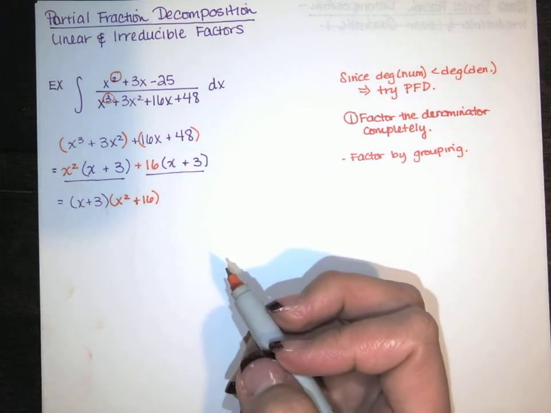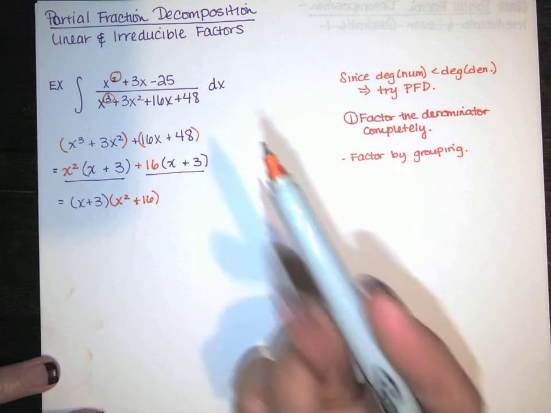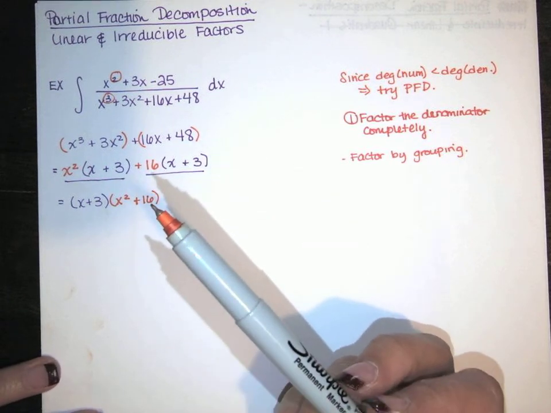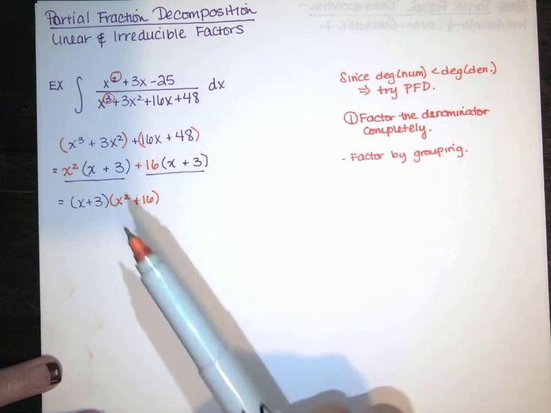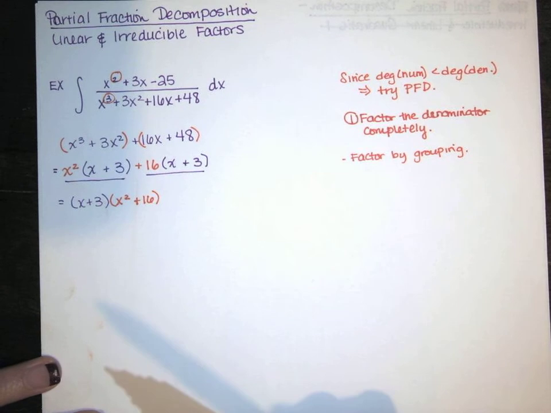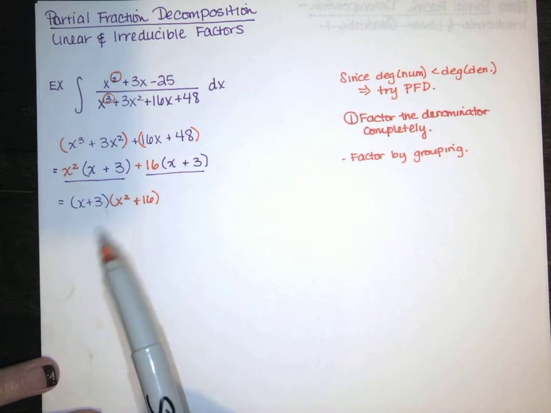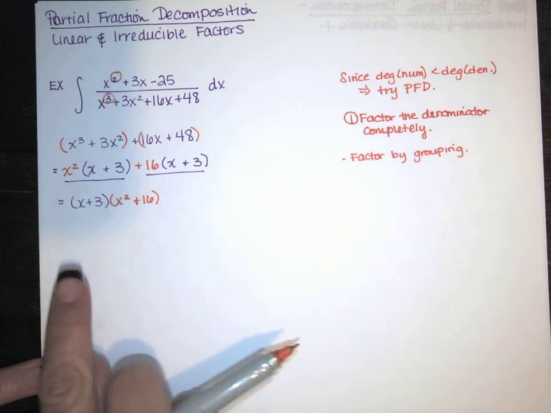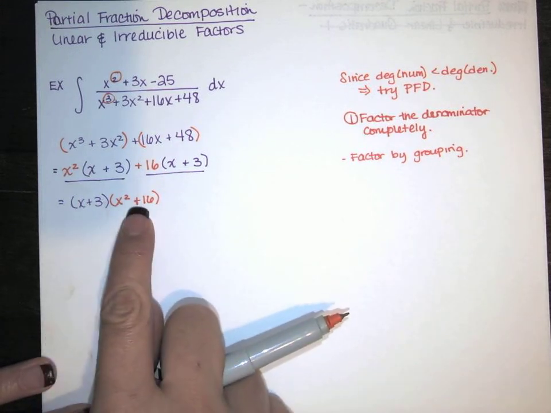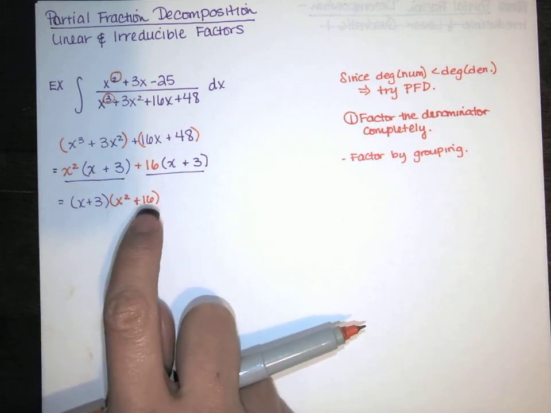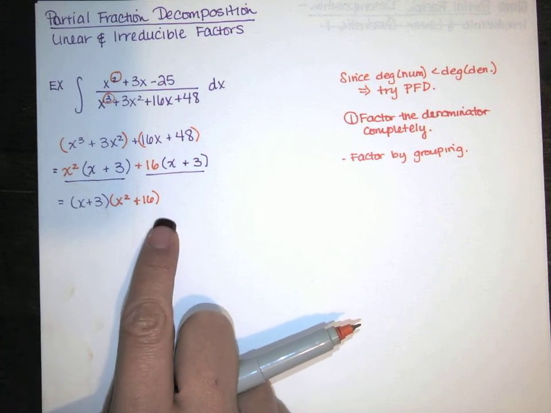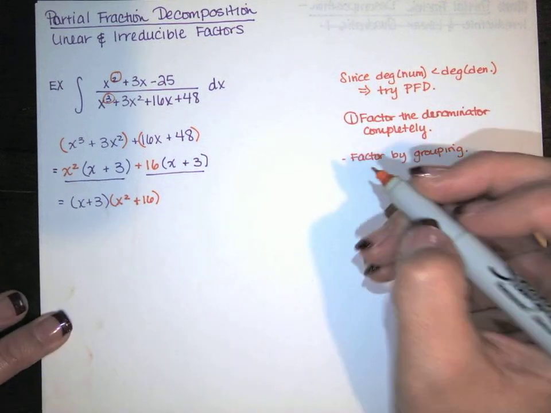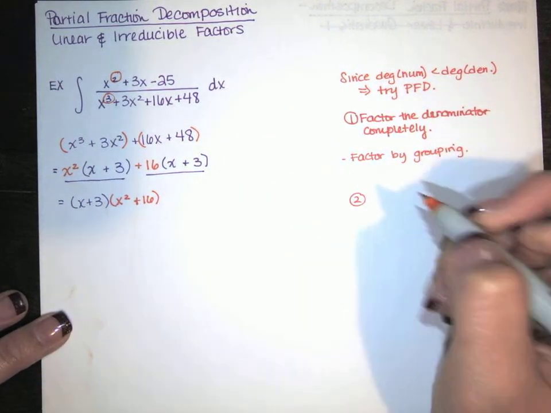If you don't remember how to do that, or if you possibly never learned it, some algebra teachers don't even cover it, you can Google that. There are lots of videos about factoring by grouping out there. So this is our denominator factored completely. After you've factored the denominator completely, you should look at that x squared plus 16. Does it factor further? No, it doesn't. It's a sum of squares. Sums of squares don't factor. Then you're going to write down the partial fraction decomposition.